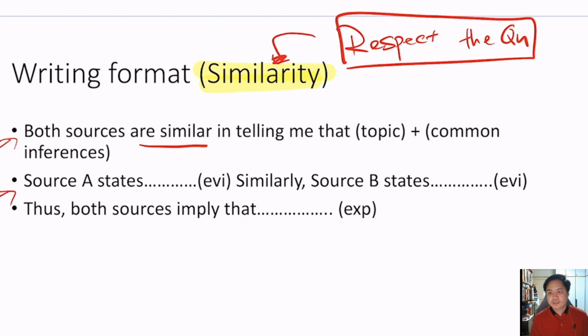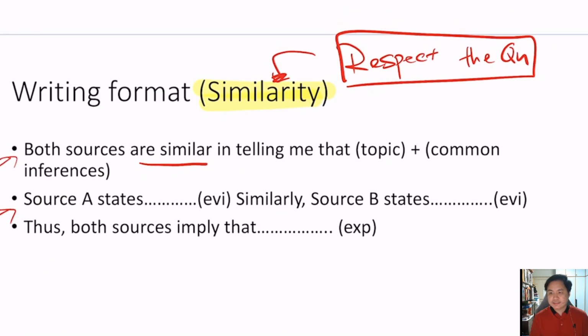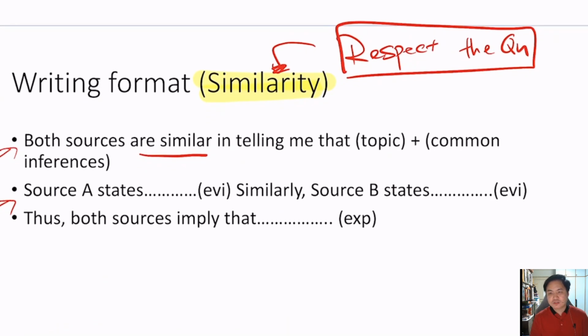Alright, next thing, source A states evidence, write down the evidence, quote it if you need to. Similarly, source B states, not you need to, you must. Source B states, then give me the evidence here. Then after that, you can explain it together, right? Thus, both sources imply, because both sources more or less have the same inferences.